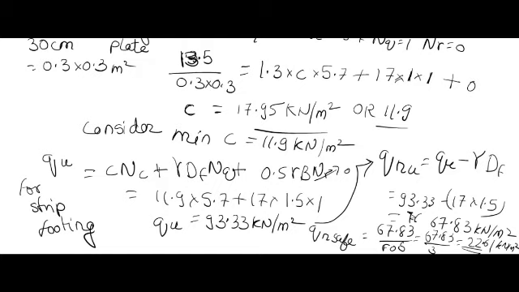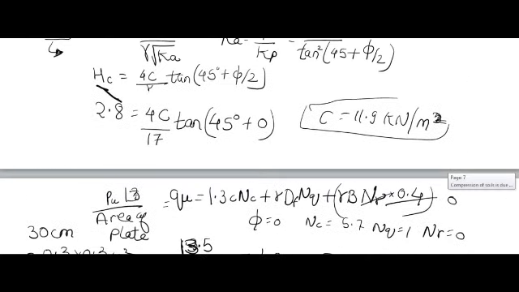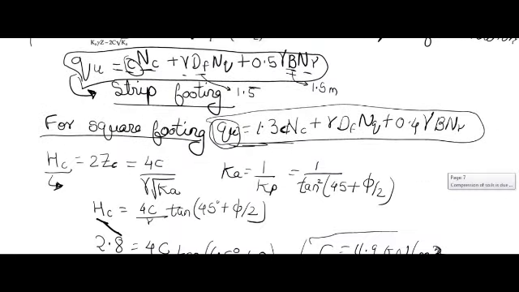So this way you find the net safe bearing capacity for a strip footing by finding the coefficient value twice.